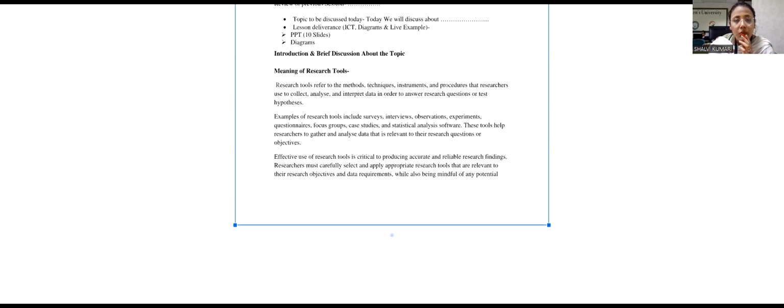And effective use of research tools is critical to producing accurate and reliable research findings. Researchers must carefully select and apply appropriate research tools that are relevant to their research objectives and data requirements, while also being mindful of their potential to carry out a research related to that topic.